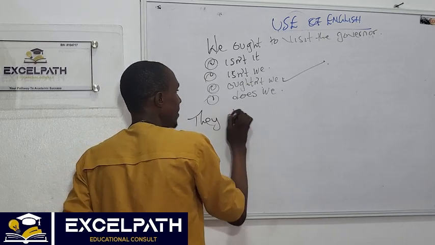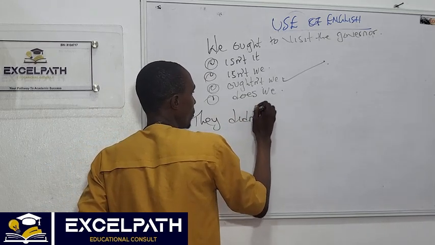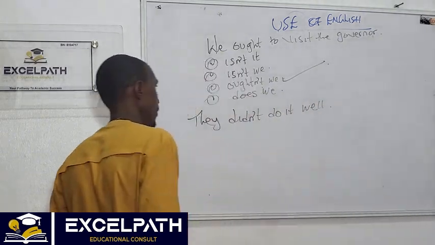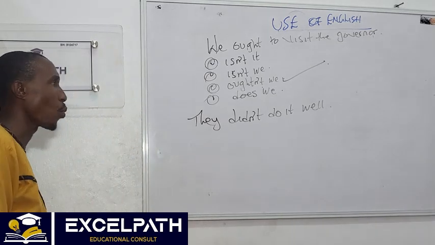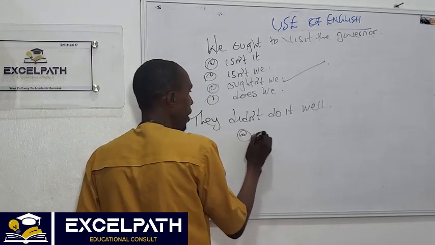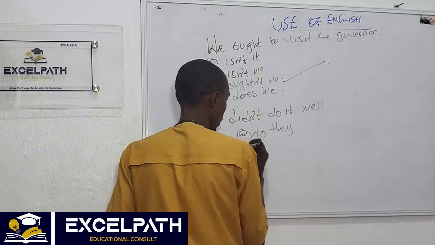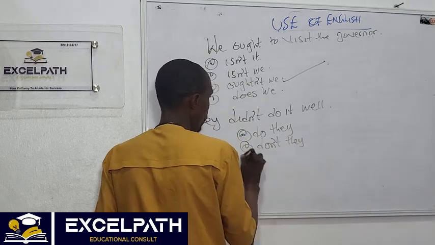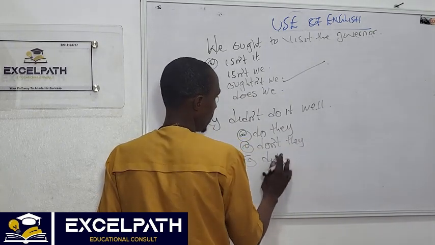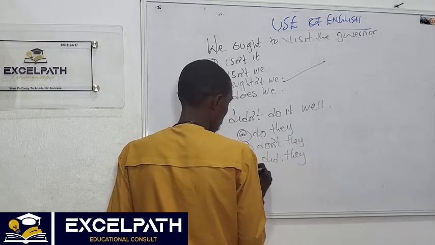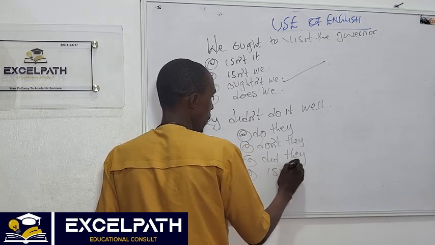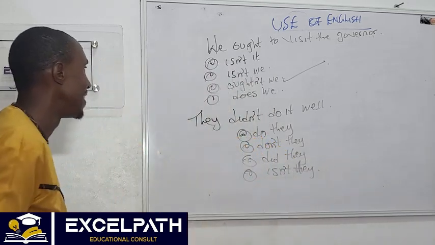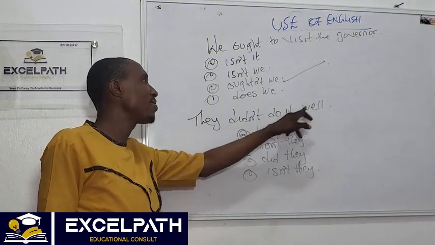They didn't do it well. Now, option A, do they? Option B, don't they? Option C, did they? And option D, isn't they? Now look up. They didn't do it well.